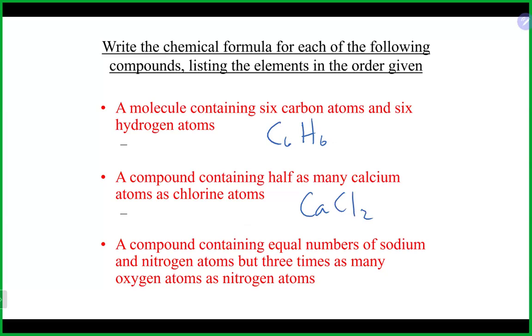And lastly here, we have equal numbers of sodium, which is Na, and nitrogen, which is N, and 3 times as many oxygens, which is that. That gives us sodium nitrate.